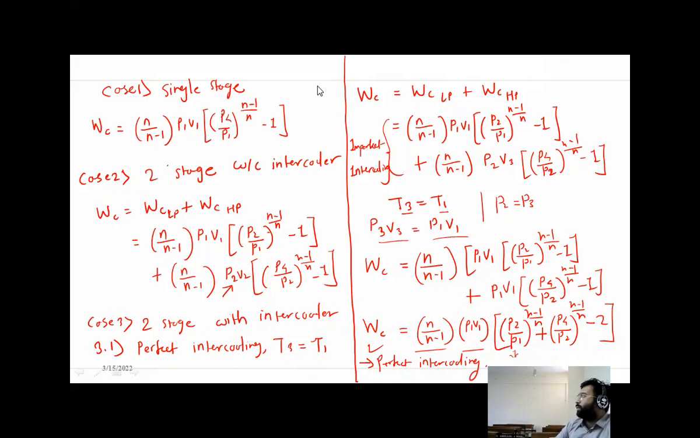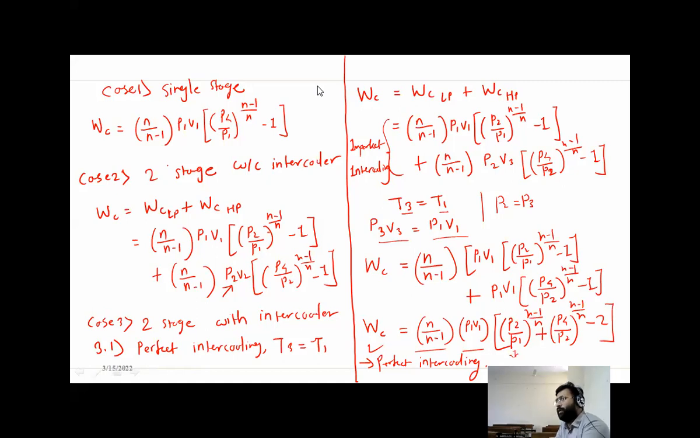So let us write out the formulas. For case 1, give the title indicated power. In case 1, what is the formula? This formula we have already derived: n upon n minus 1 P1 V1 into bracket discharge pressure divided by suction pressure raised to n minus 1 upon n minus 1. So this formula we already derived in previous classes.